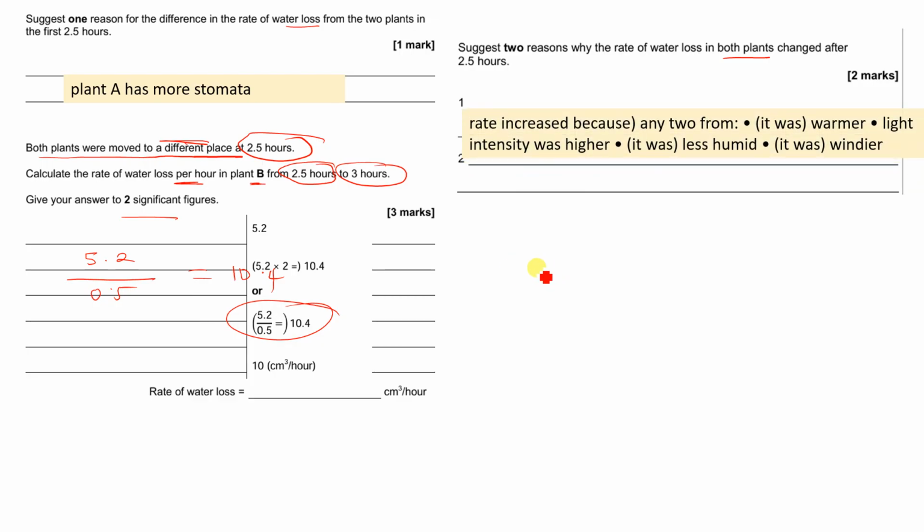It's simple. It can change because you took it to a new environment. Where is that statement? Both plants were moved to a different place. So why would there be a change? One, the new place might be warmer, so temperature affected it. The new place might have higher light intensity, which affects it. It might have less humidity, which will increase it. It may be windier, which may increase it. So these are factors that affect rate of transpiration.